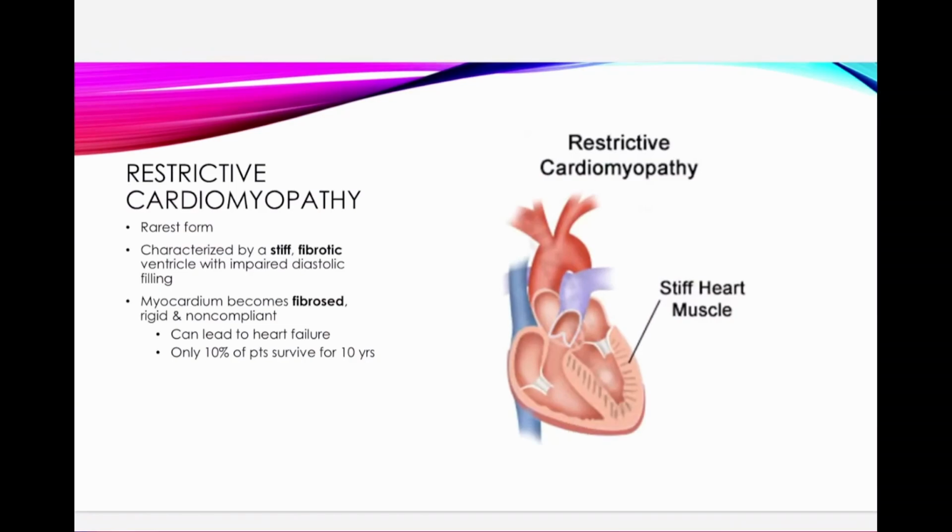The restrictive cardiomyopathy is the rarest form. Stiff, fibrotic ventricle. Because it's stiff and fibrotic, whenever you see these words, think about filling problems. So ventricle with impaired diastolic filling. Keep these things in mind. Stiff fibrosis, the heart is not going to squeeze as well, but it's also not going to relax. The heart has to relax to get blood inside of it. If the heart can't relax, it can't open up to allow the appropriate volume to come in. Myocardium will become fibrosed, rigid, non-compliant, lead to heart failure. Only 10% of these patients with a restrictive cardiomyopathy will survive more than 10 years.